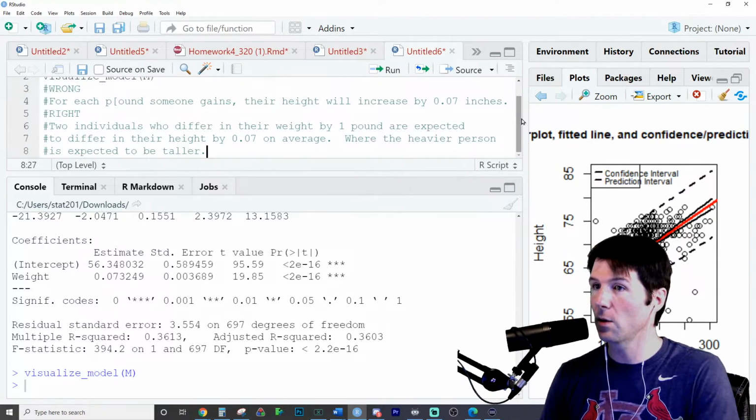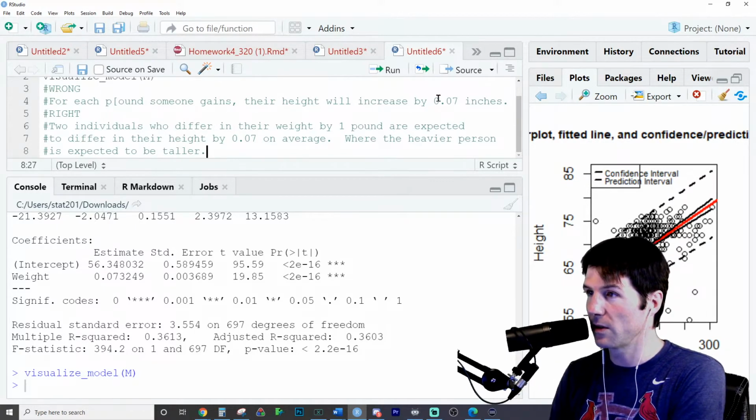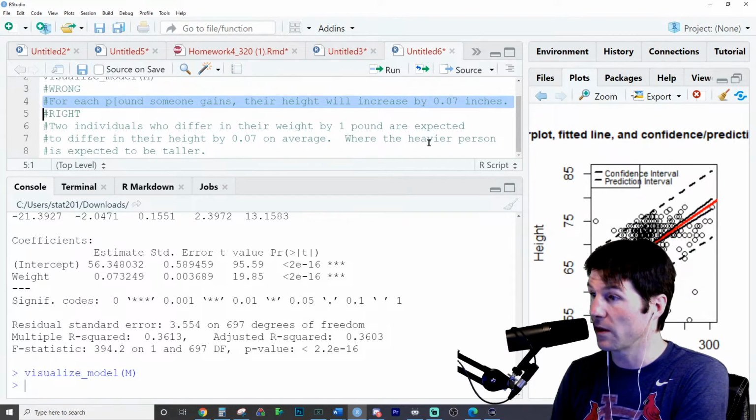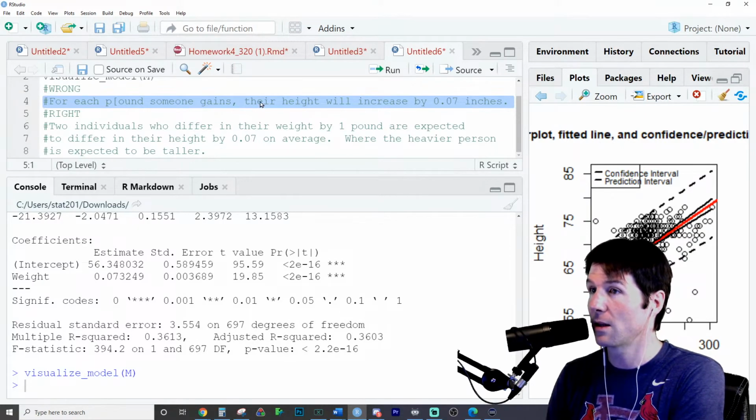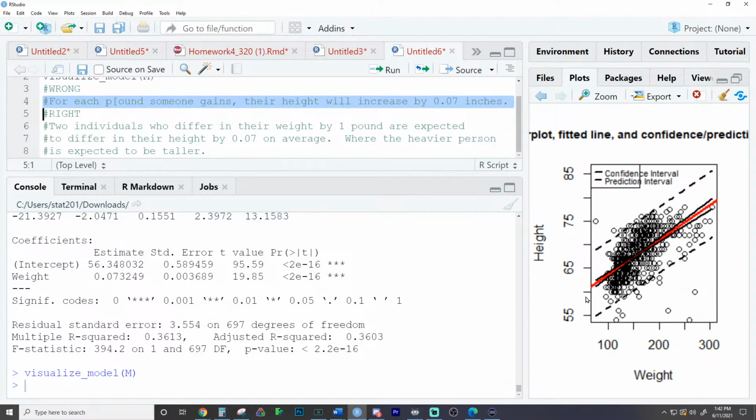So everyone take note of this. If this is a 3-point question, I might give you a half point for this answer. This is a very wrong answer, and we'll be covering this next week. That is a very wrong answer. But if you notice behind my head right here, two individuals who differ in their weight by 1 pound are expected to differ in their heights by 0.07 on average, because that's what we're saying: this is the mean for this group, this is the mean for this group.